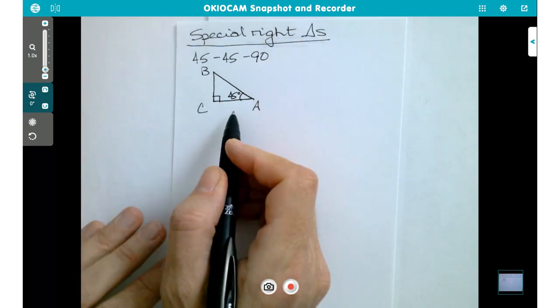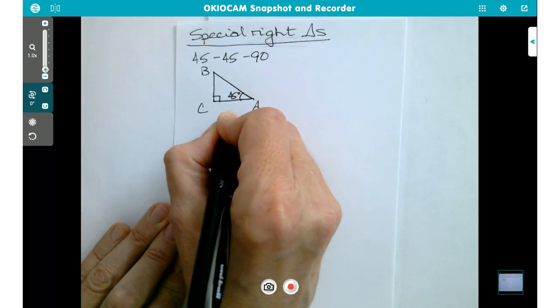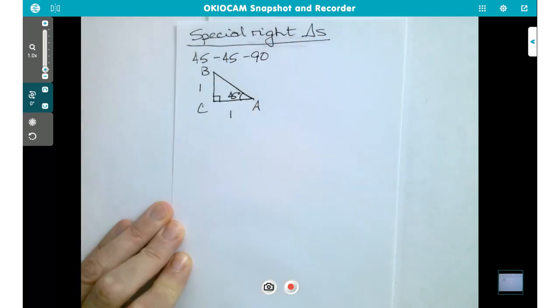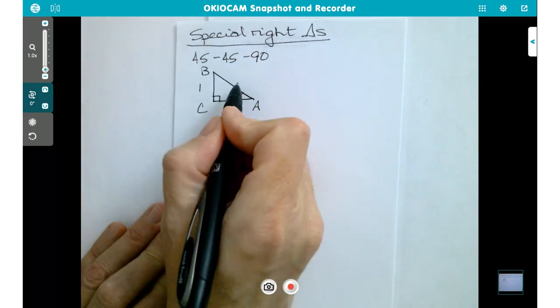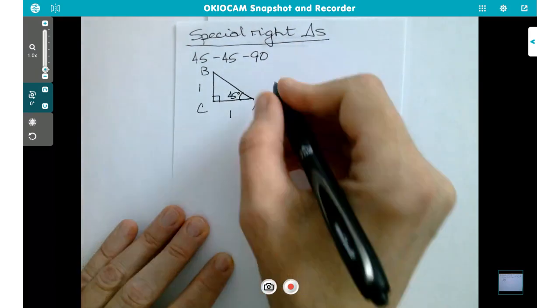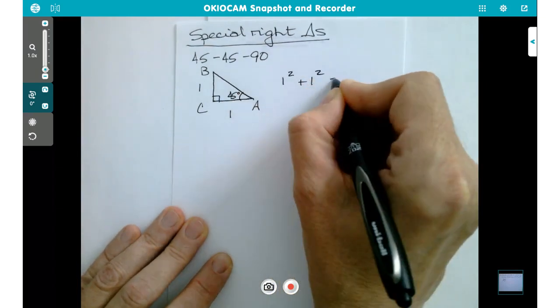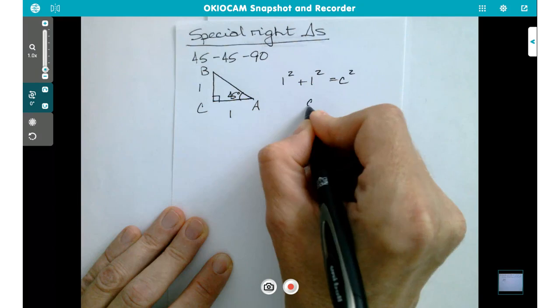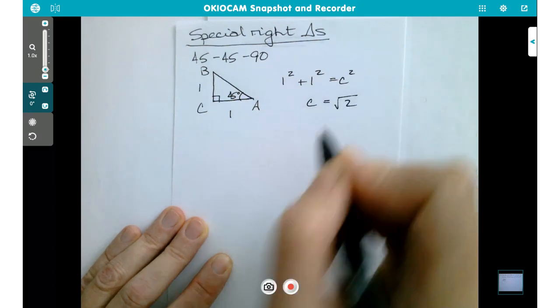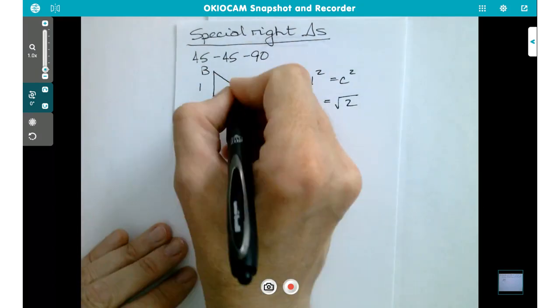So I'm going to make my life as easy as possible and call each one length 1. As long as they're the same, it doesn't matter what you call them. So I'm going to call them 1. We're going to need to find the third side. These are the legs, so 1 squared plus 1 squared is c squared, which means c is the square root of 2.